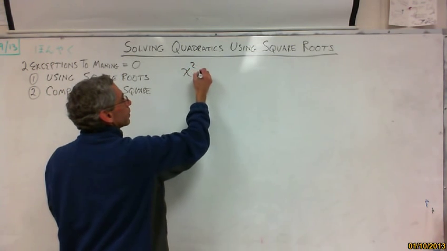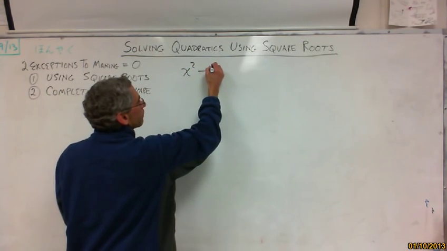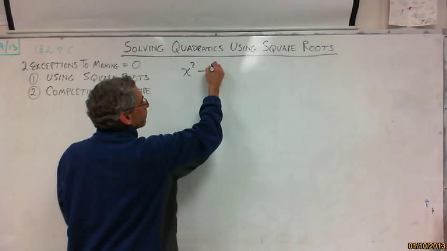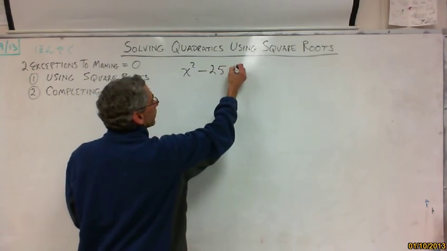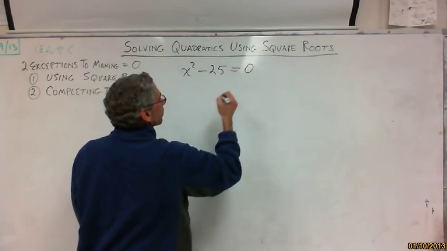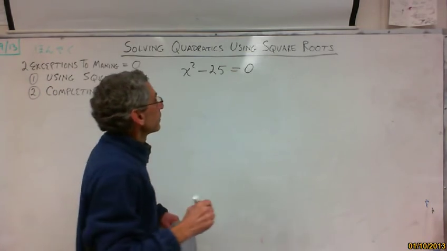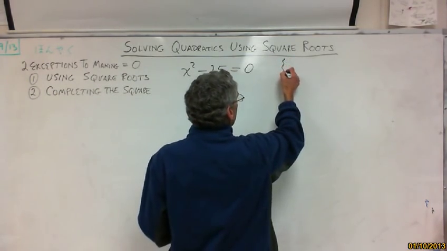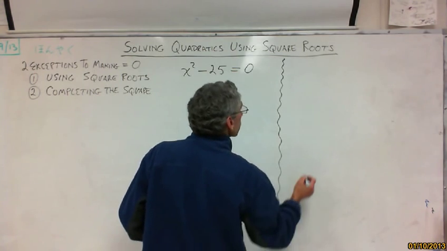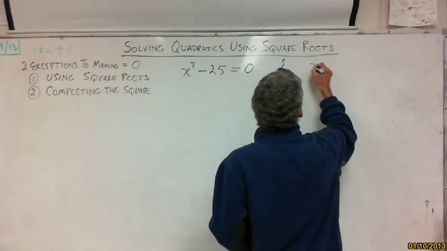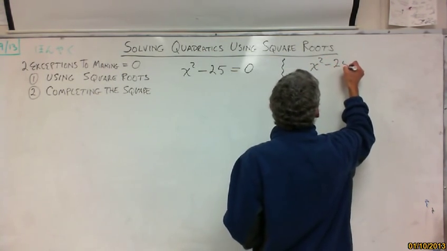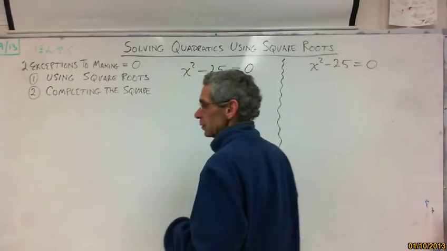So for today, in the past, I have taught you how to solve this: x squared minus 25 equals 0. I'm going to show you two ways to solve this. I'm going to write it again here: x squared minus 25 equals 0.